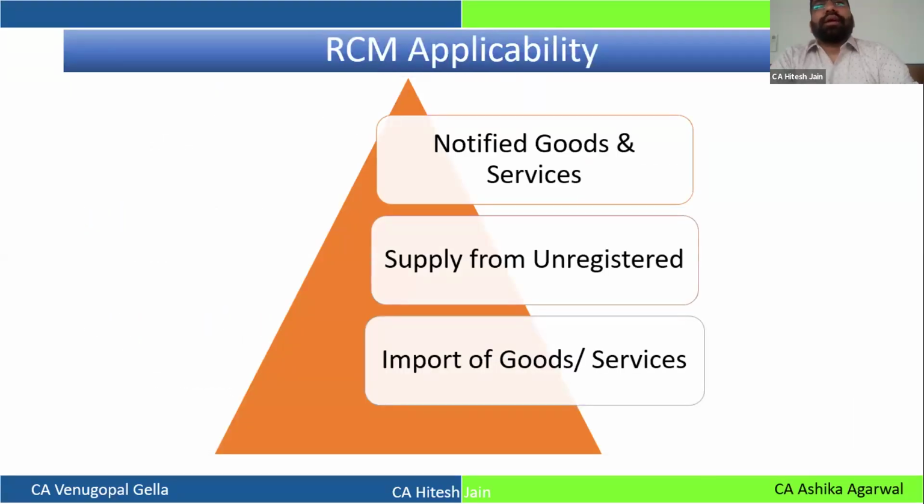Now comes the applicability. To what is RCM applicable? RCM is applicable in case of notified goods and services. It is applicable if you are receiving supplies from unregistered persons, and it is also applicable in case of import of goods or services. Notified goods and services come under 9 subsection 3. Supply from unregistered persons comes under 9 subsection 4, and import comes under the provisions of IGST Act.